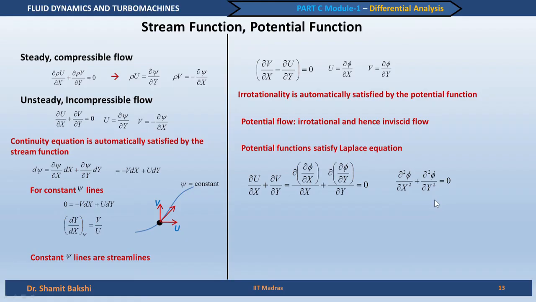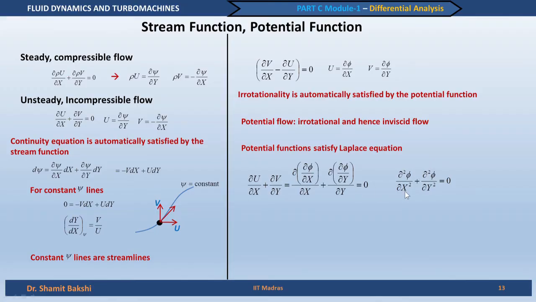Why does it always satisfy the Laplace equation? Because any flow has to satisfy the continuity criteria. Of course, this is for an incompressible flow. So, if it is a 2D incompressible flow, it has to satisfy the Laplace equation in this form. So, the potential function will always satisfy the Laplace equation. And if we can define a potential function, it means that the flow is irrotational. So, essentially potential functions exist for inviscid or irrotational flows.